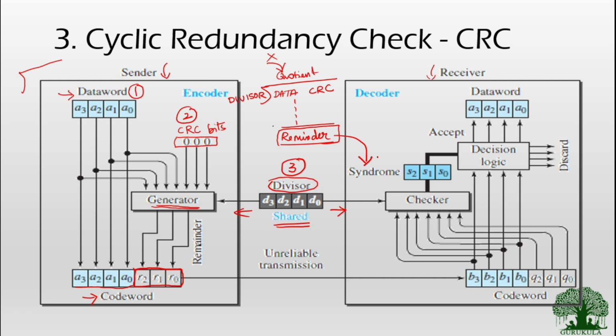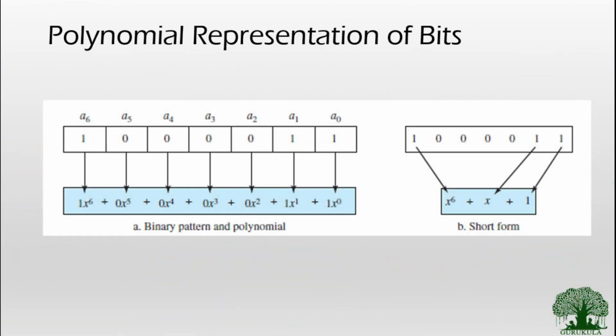Before jumping into the working of the cyclic redundancy check, there are two important things which we have to make very clear before entering into an example of cyclic redundancy check. So what are those two things? The first one is the polynomial representation of the bits.